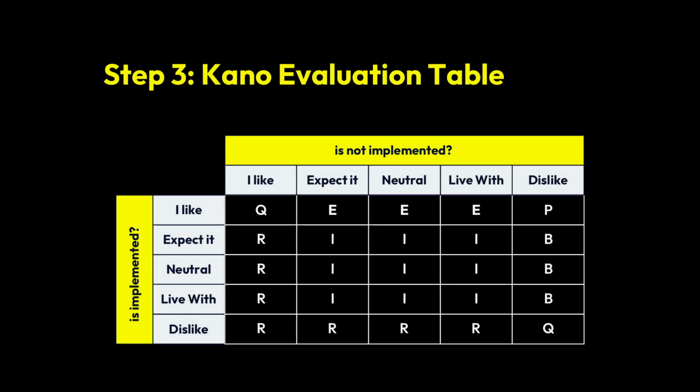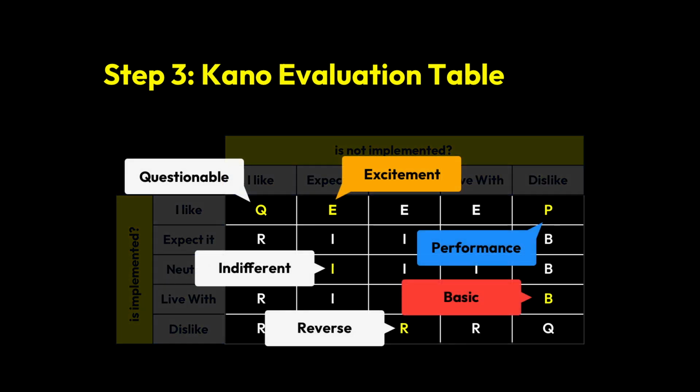Here you can see it. It looks more complicated than it is, so don't worry about it. The evaluation table is here to show you, based on the interview answers, what kind of feature it is. Each letter represents one of these feature categories. So let's make an example.